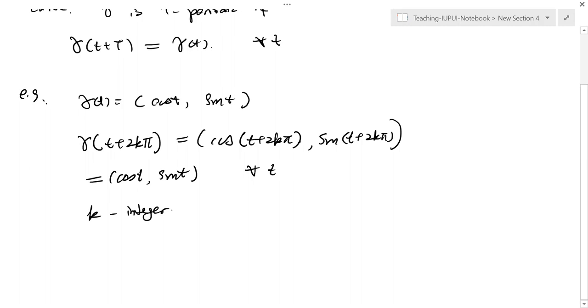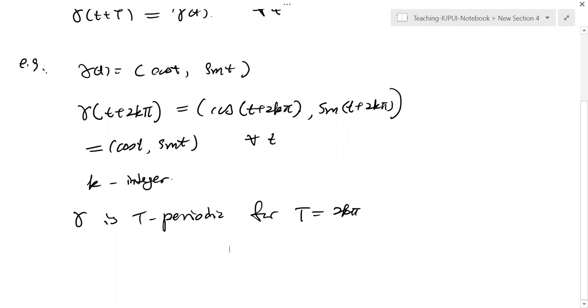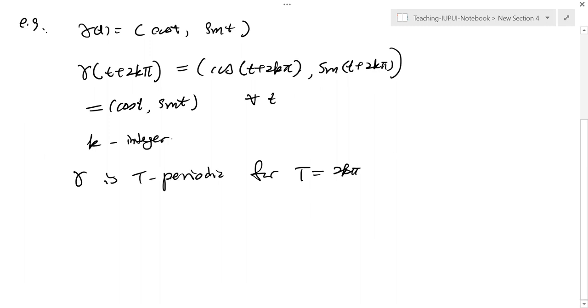So you can say that gamma is 2k pi periodical. So it's not unique. But of course, as we see with cosine and sine, we needed to know what is the so-called period. The period will be defined to be the smallest possible positive number such that the above identity holds. So the period for a periodic function, a periodic parametrized curve, is called a period. That should be the natural definition.